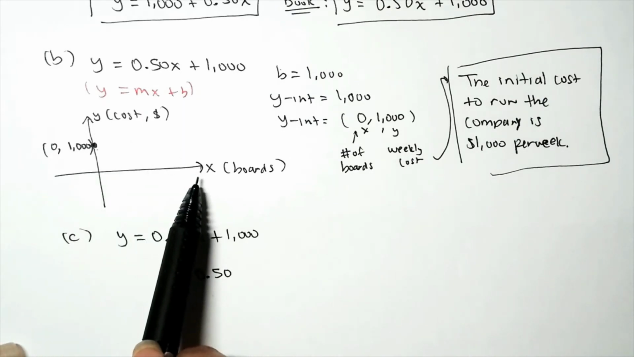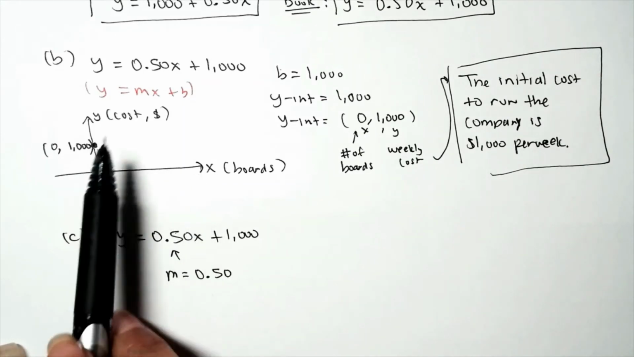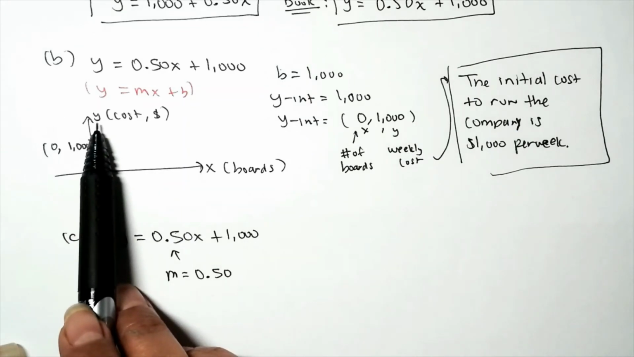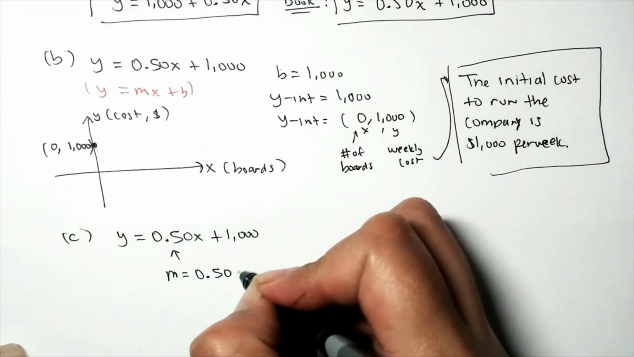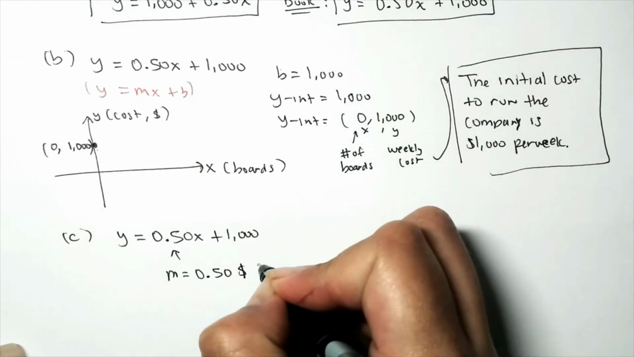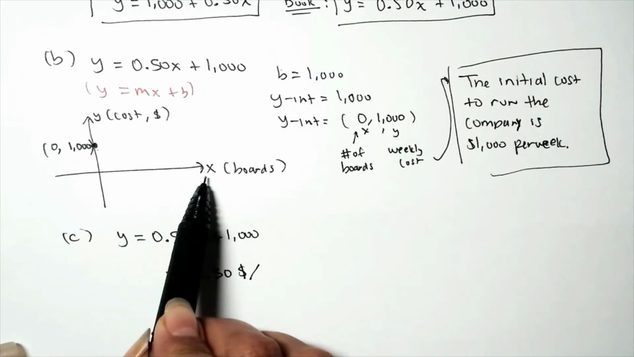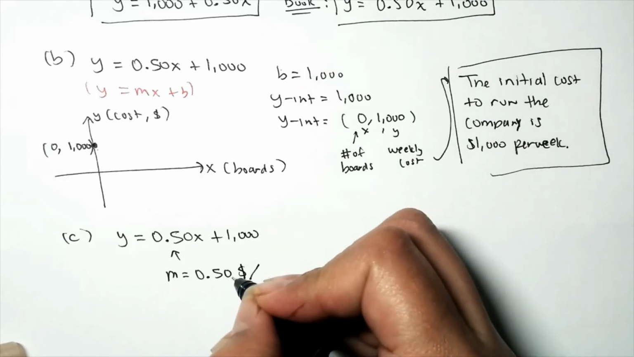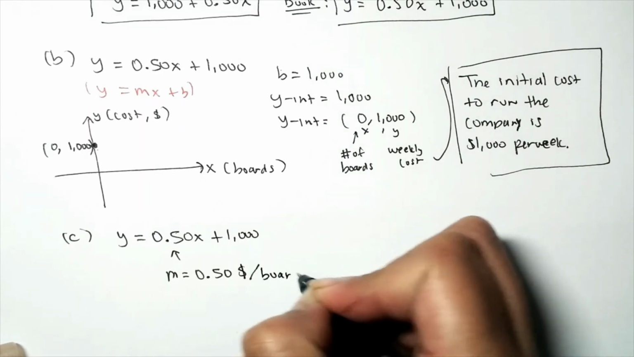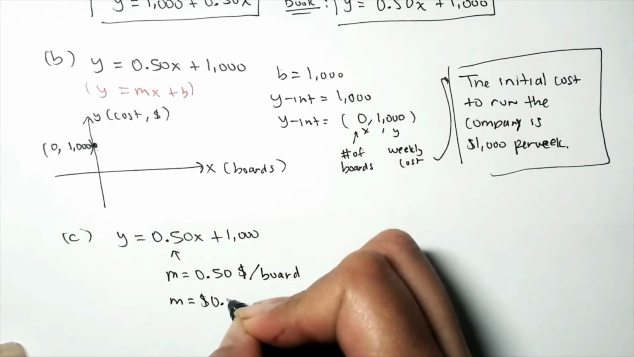What do we say? Slope is the ratio of rise to run, the difference of y's over the difference of x's. So it's 0.50, the units on y. Y represents the cost, and the units on cost is dollars. So it's going to be $0.50 per whatever the unit on x is. X represents the number of boards made, so it's going to be $0.50 per board. We don't speak like that, so we're going to put the dollar sign before.